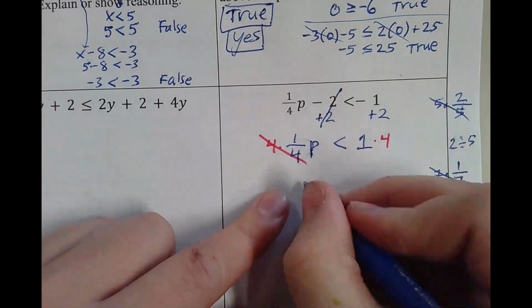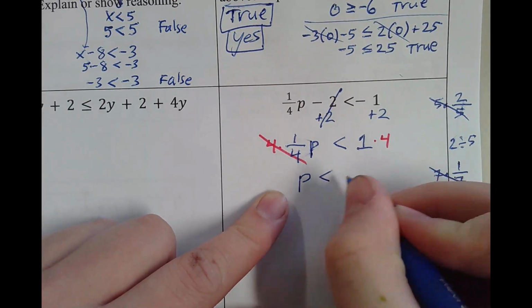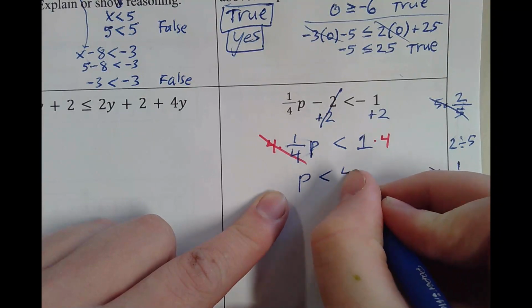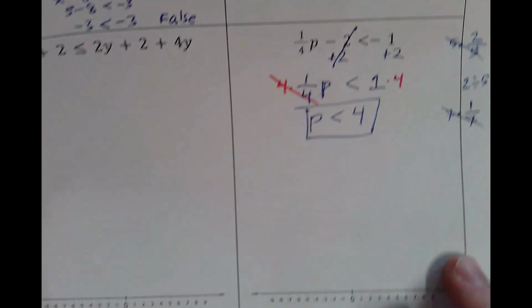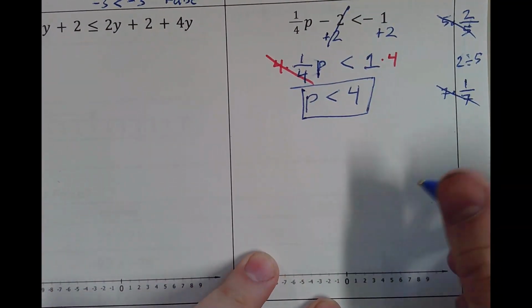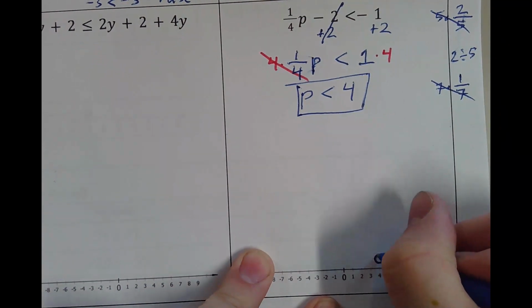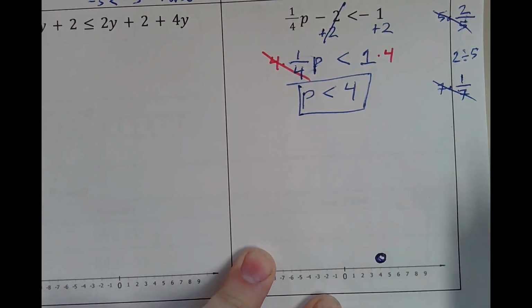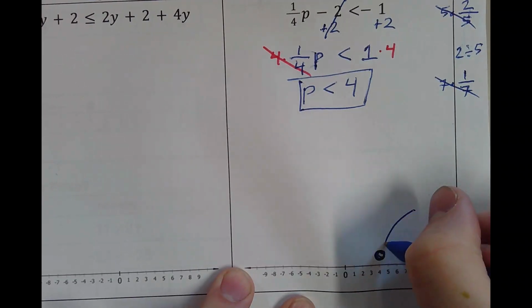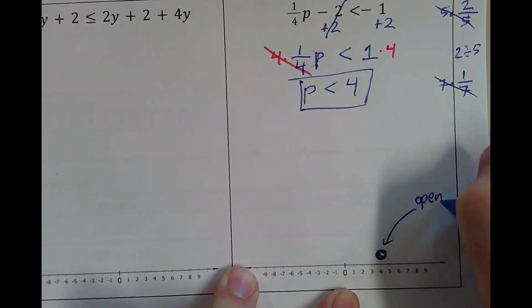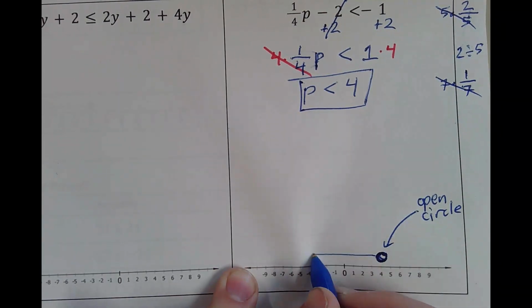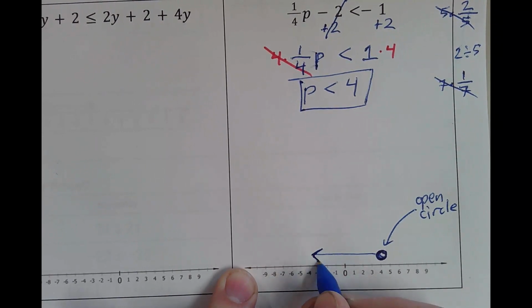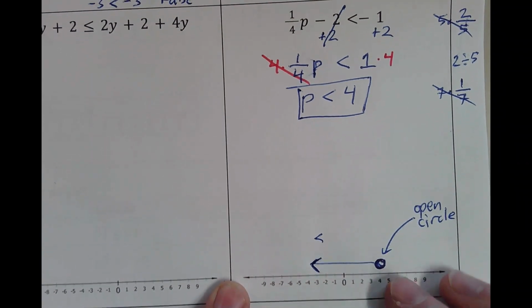So we're going to get 1p. Well, 1p is just p. And 1 times 4 is just 4. And that's my answer. P is less than 4. So I'm going to put an open circle on 4. Open circle. If you filled it in a little too much, you can make a little note here. He said this should be an open circle. And since it's less than, I'm going to make sure the arrow faces the same direction as the symbol, and that is to the left.